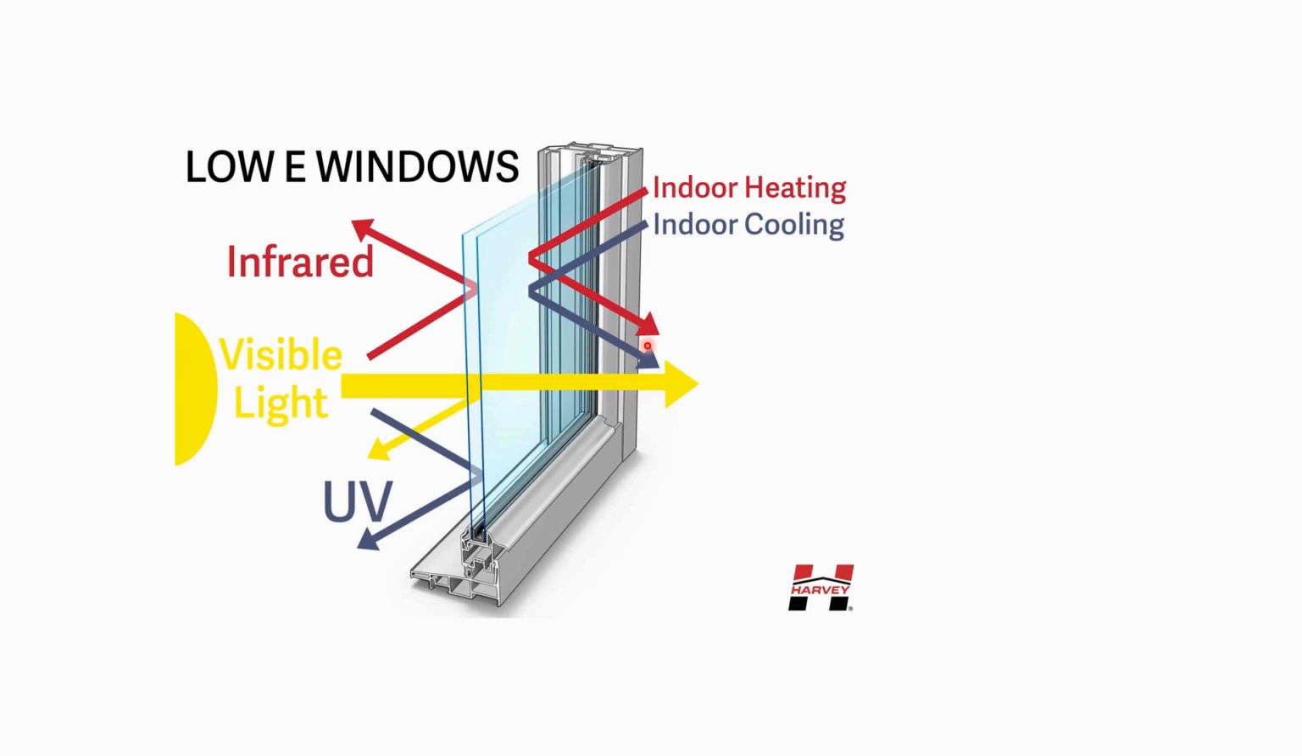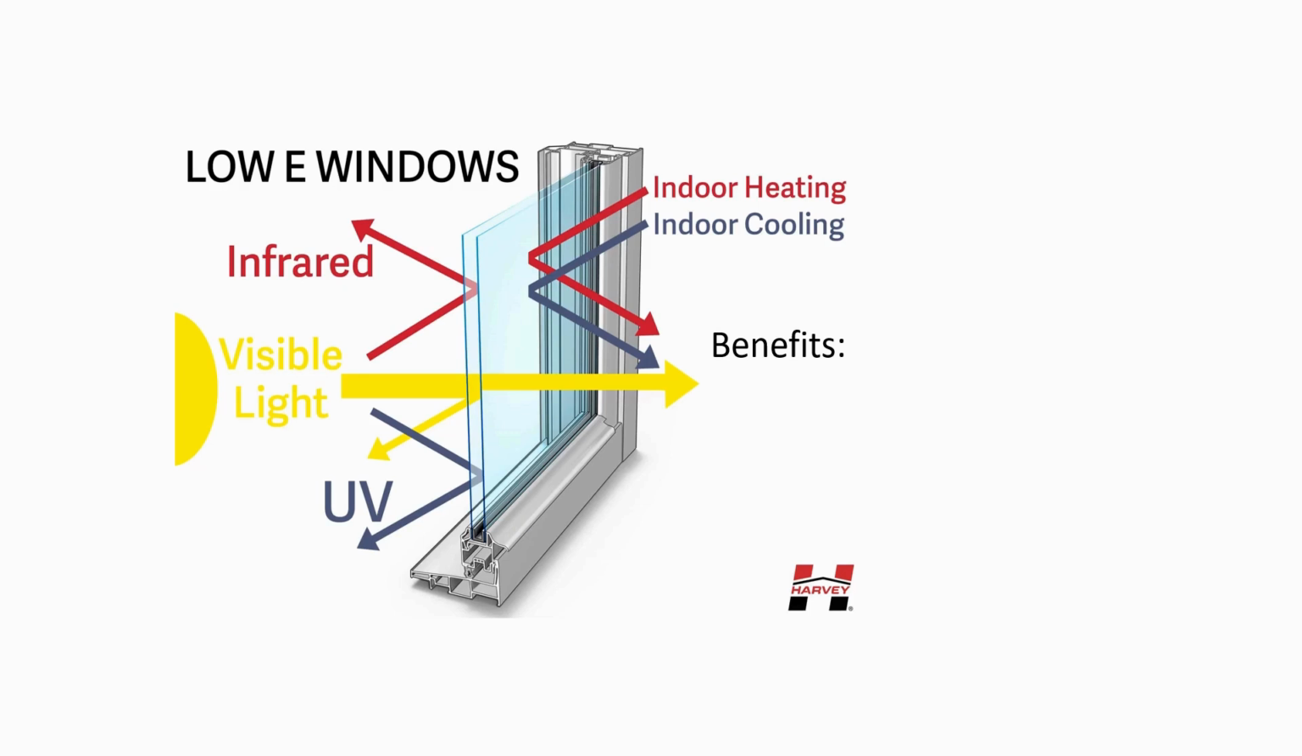And this coating is designed to minimize the amount of ultraviolet and infrared light that can pass through the glass without compromising the amount of visible light that is transmitted. And here are some benefits of low emissivity windows. The first one is in terms of reflecting infrared light.